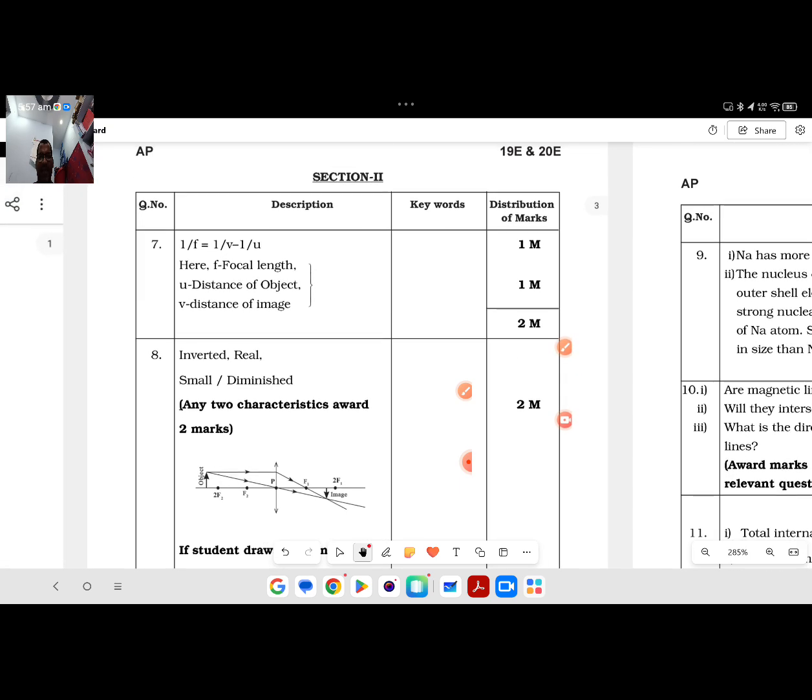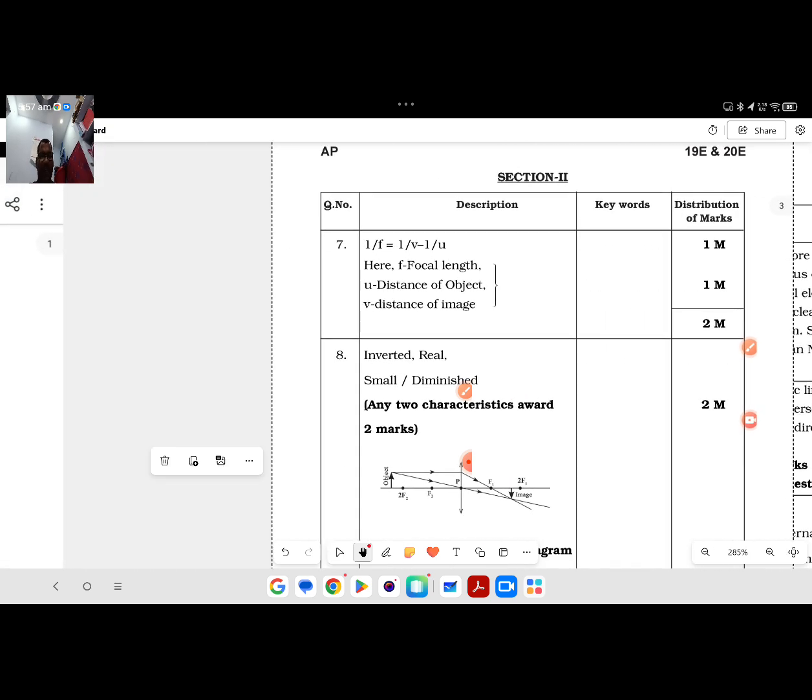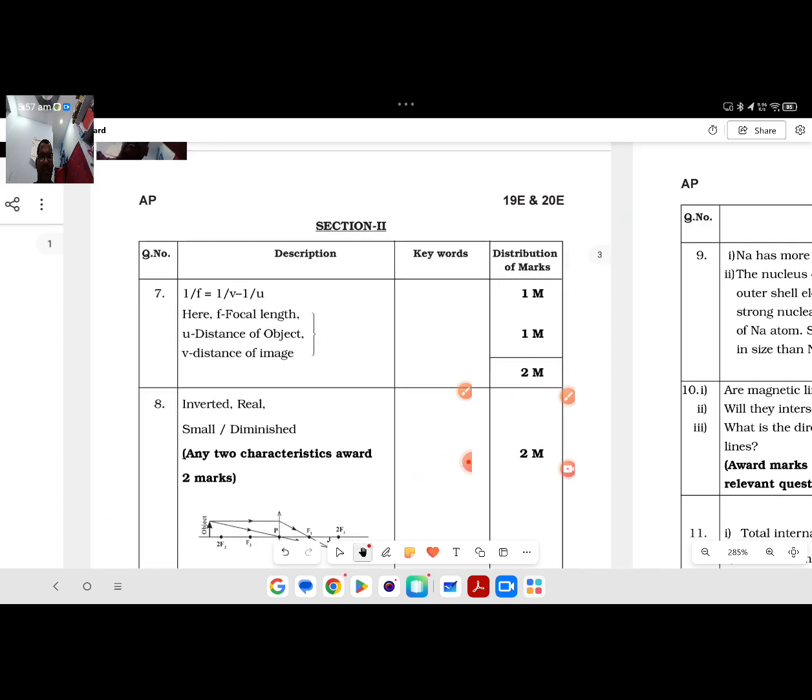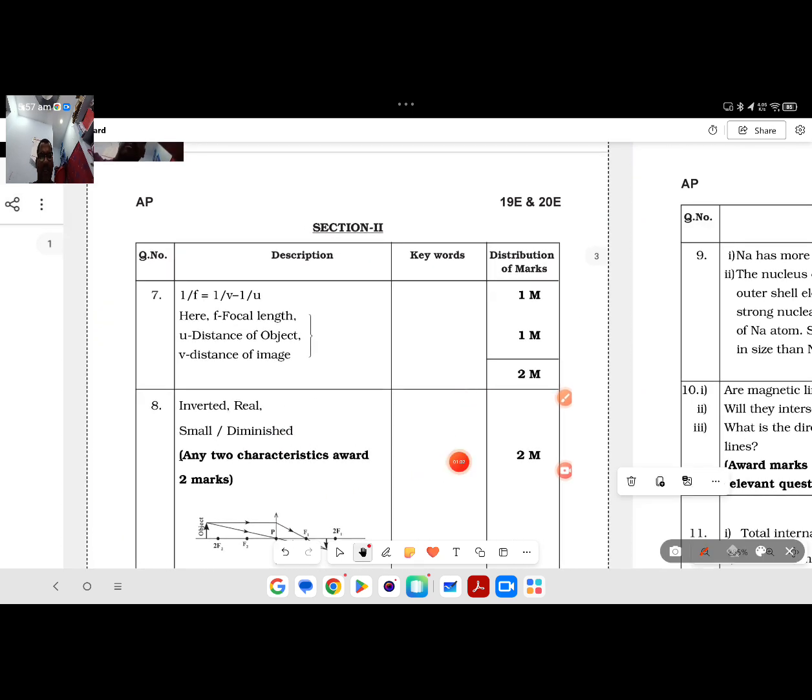So writing the length formula. Look at here, for writing the length formula, 1 mark will be allotted, and for explaining each term in it, 1 mark will be allotted. So 2 marks will be given like this.